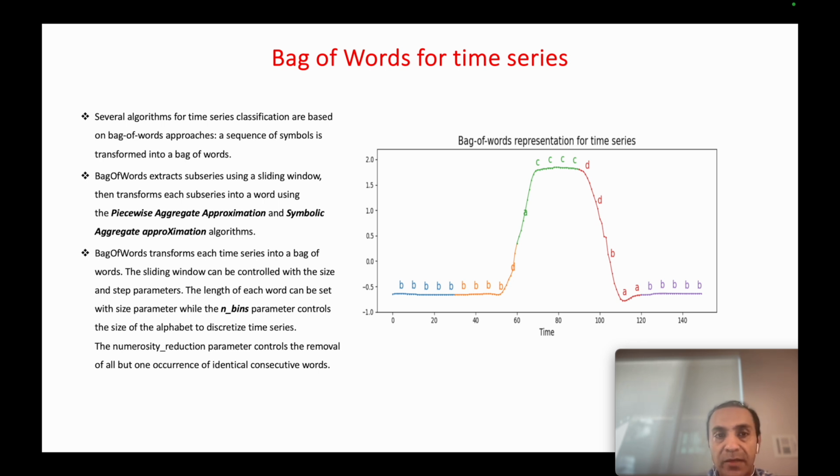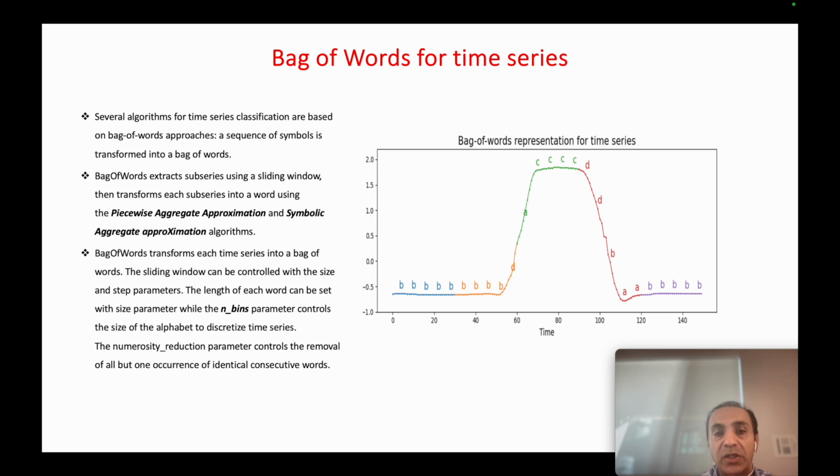So bag of words extracts subseries using a sliding window and then transforms each subseries into a word using piecewise aggregate approximation and symbolic aggregate approximation algorithms that we will show you in the next few slides. And bag of words transforms each time series into a bag of words. The sliding window can be controlled with the size and step parameters. The sliding window determines how long each subsequence is.